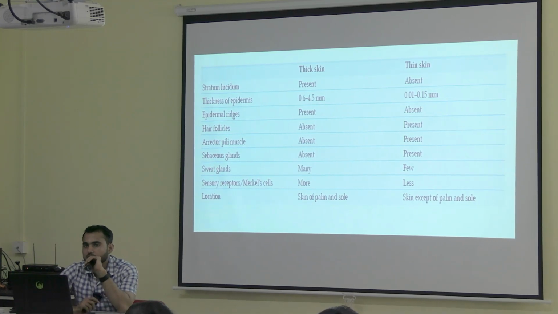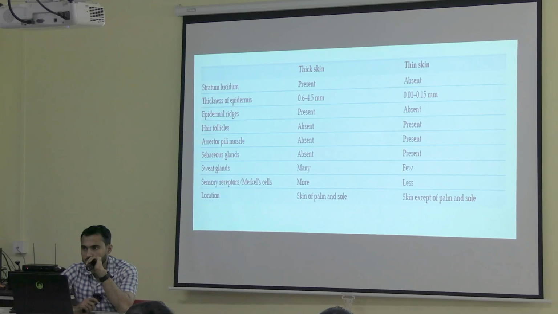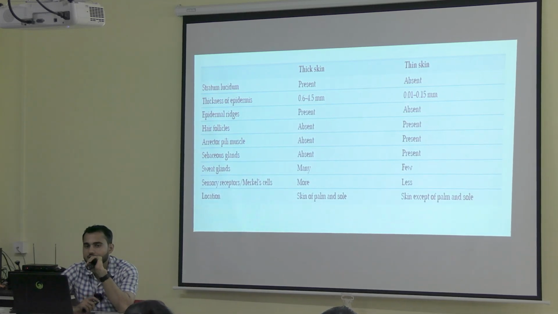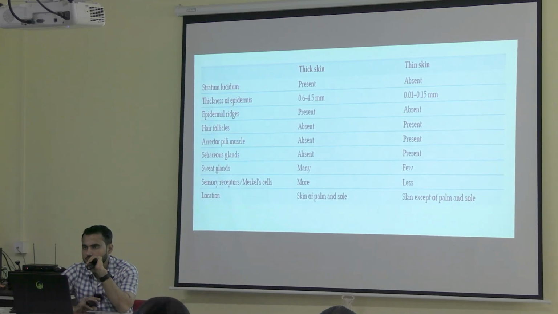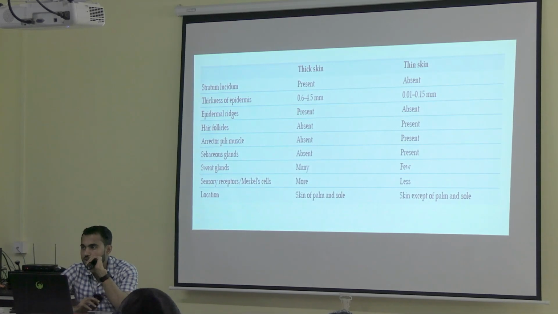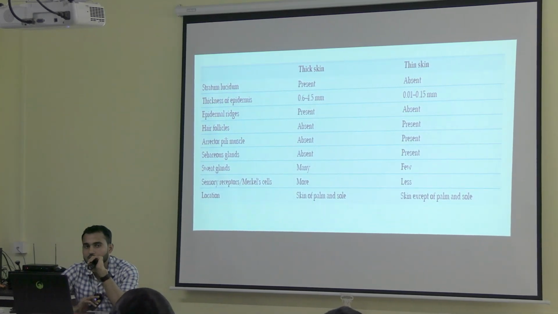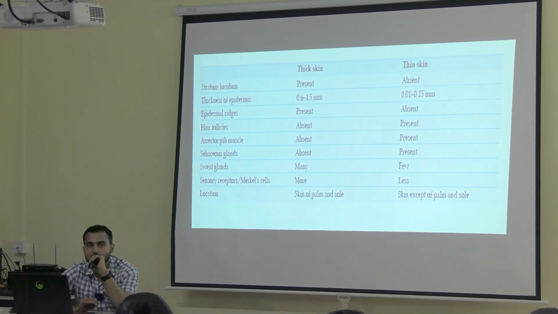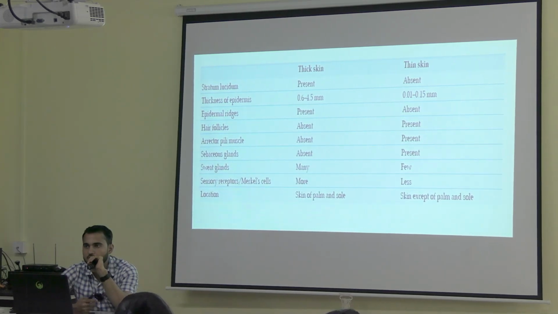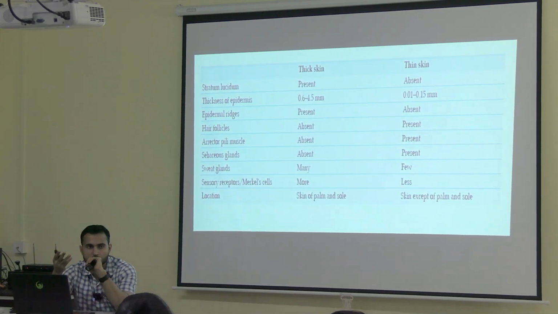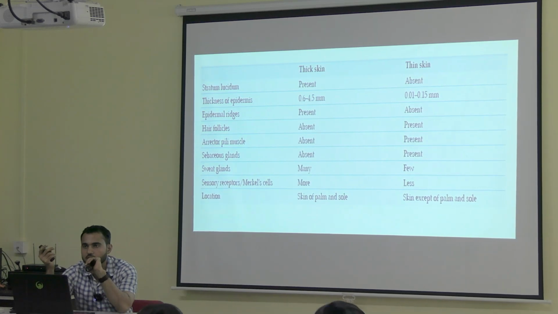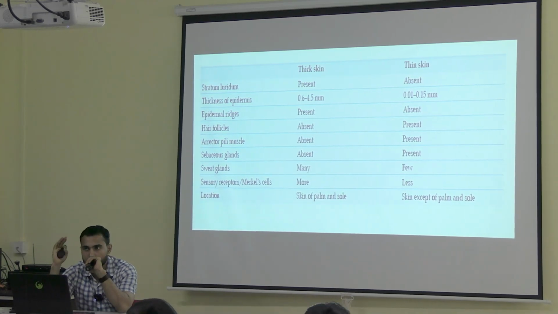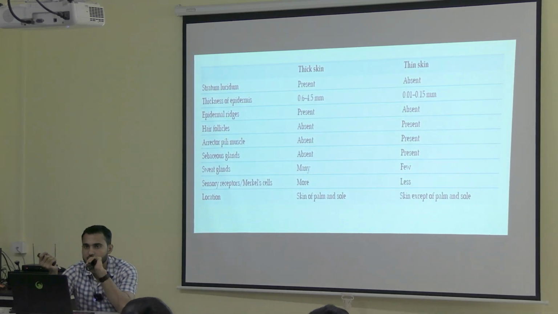So can anyone tell me histologically how many layers are there in the skin? Any idea? Only 2 layers are there. What are they? Epidermis and dermis. As simple as that. Only 2 layers are there. We have studied all those things in 10th, 12th standard. Only 2 layers. Epidermis, and deep to that, dermis is situated.